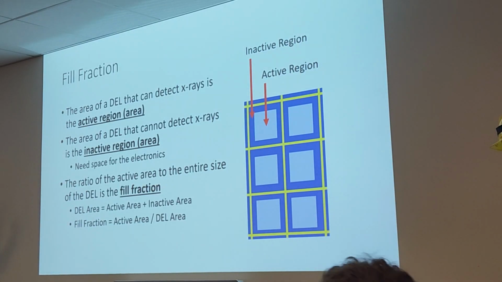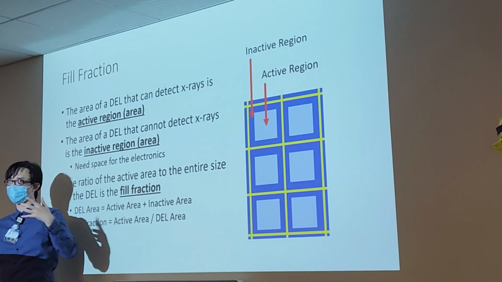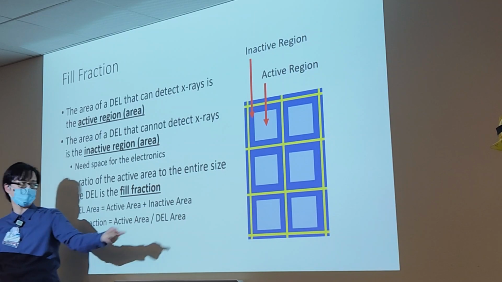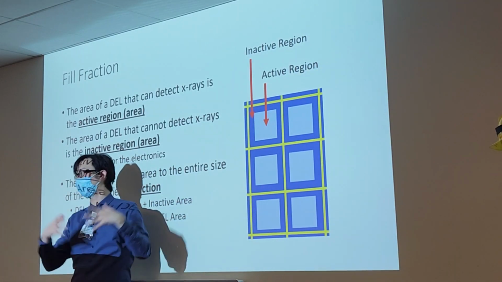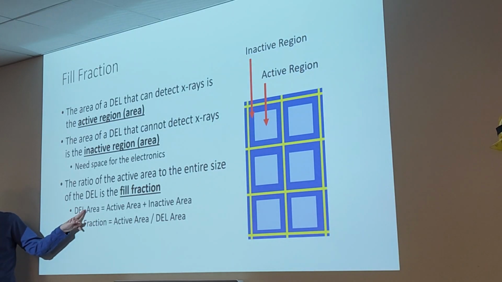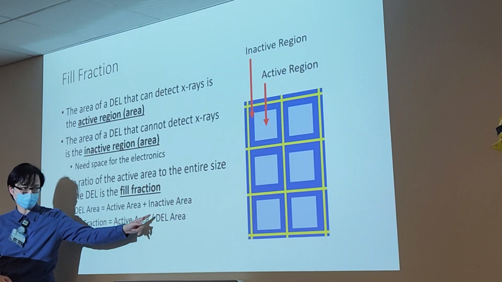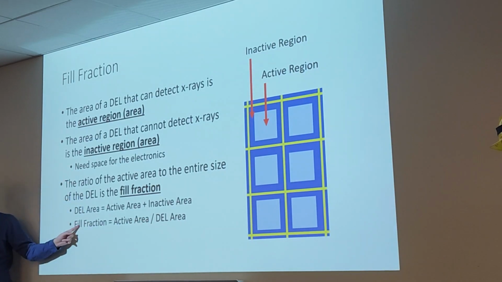So, what is this total area? Well, it's active plus inactive, right? The whole thing is active plus inactive. Light blue plus dark blue, that's the whole size of your dell. So that's how you find your dell area. And then you just say, okay, find my active area, divide by the total, and that's my fill fraction. That's all you have to do.